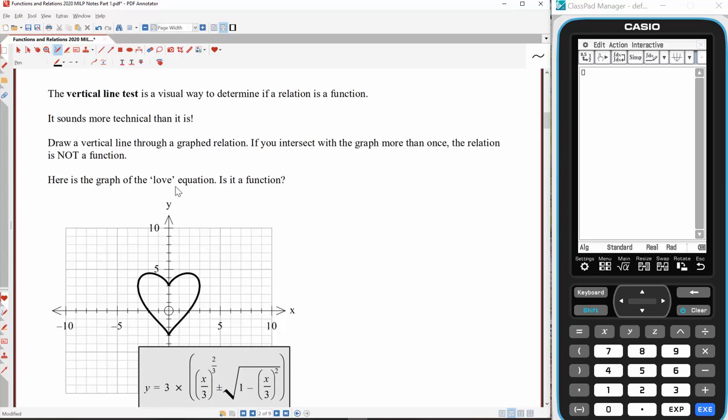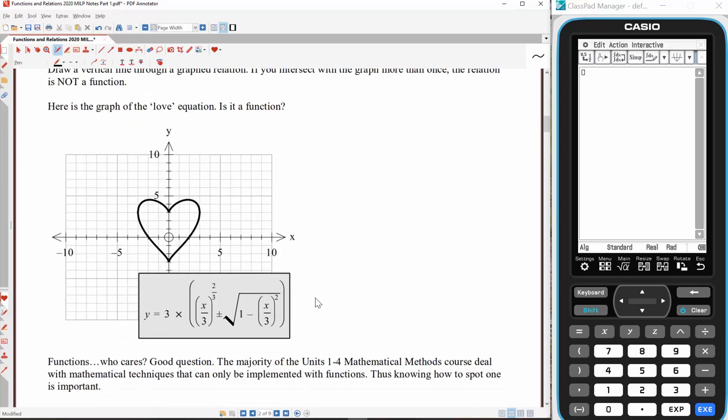So here is the graph of what's called the love equation. Is it a function? That's what I graphed to produce that. I don't even have to use a ruler. I was going to say grab a ruler, but you can just do it with a pen or pencil, or you can do it visually. You just draw a vertical line. Notice with my vertical line, I hit a y value there and a y value there, i.e. I've hit more than one y value, therefore it is not a function.